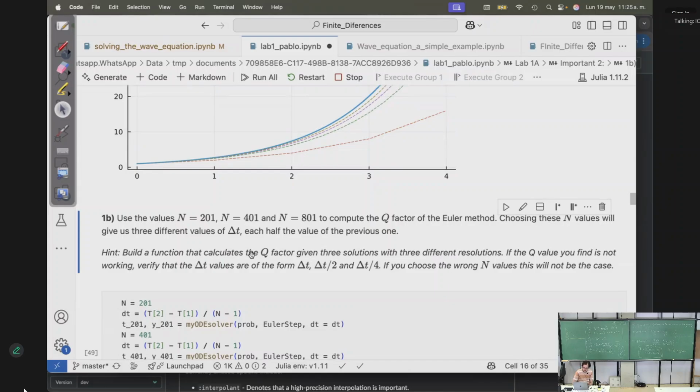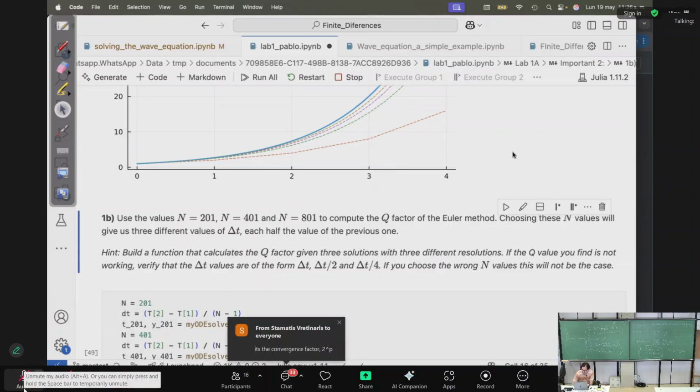Did you all follow that part in the lectures? Do you understand what the Q factor represents or what it means? Anyone here can also answer. Okay, yeah, it's the convergence factor to the p, exactly.